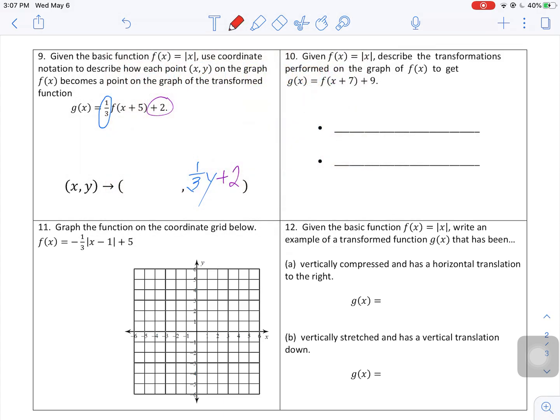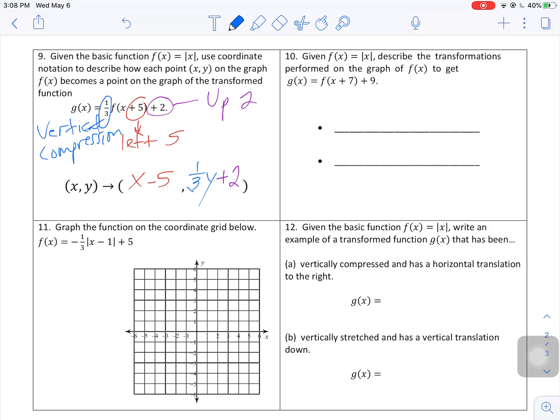Then the +5 inside the parentheses makes me move left 5. So if I'm going to move left 5, I want to take my x values and make them smaller. So I actually want to subtract 5 from my x coordinate. So everything's kind of as it should be, except those vertical ones are always the opposite. So vertical compression.